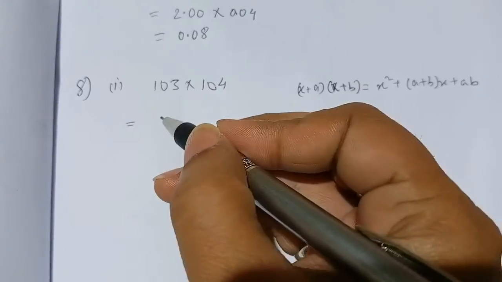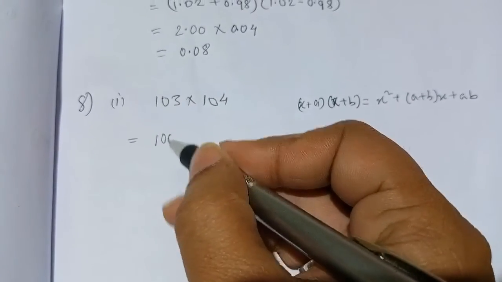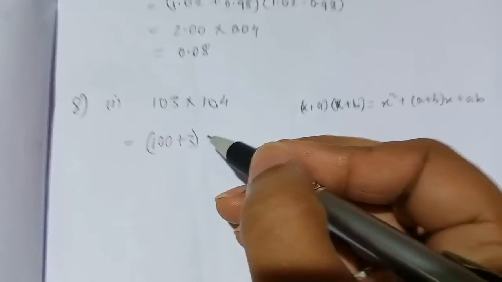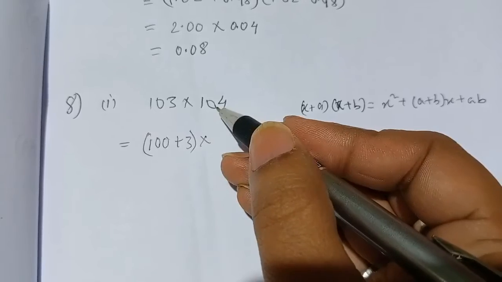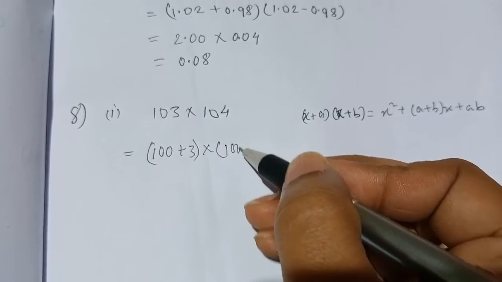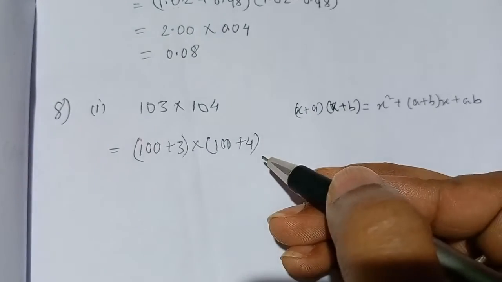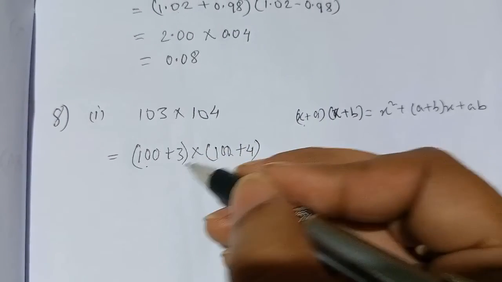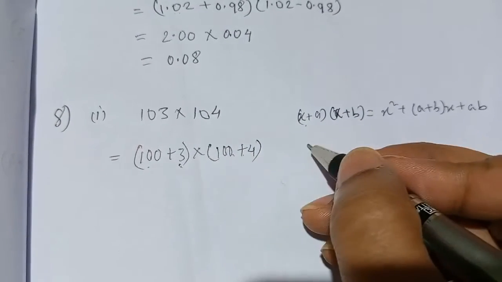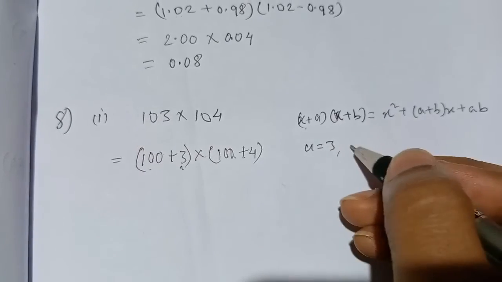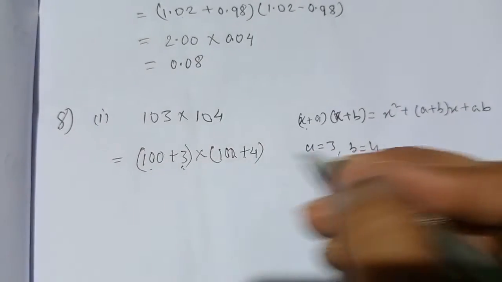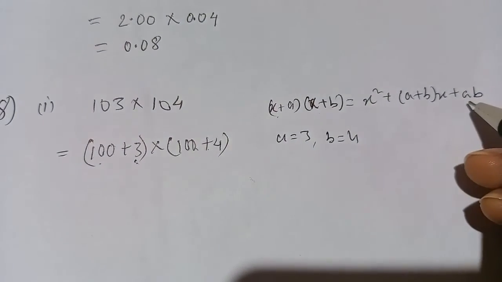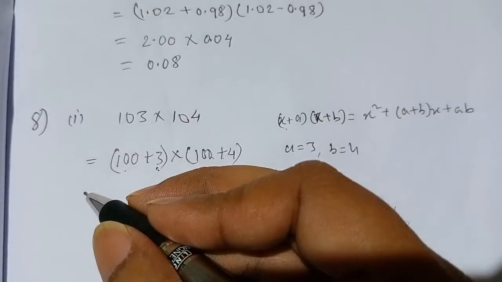103 can be written as 100 plus 3, into 104, which can be written as 100 plus 4. Okay, now see, it has become like this. 100 is x, a is 3 and b is 4. Now we got this formula. Now you have to put in this formula: x square plus a plus b, x plus ab. Okay, you have to write like this in this formula.